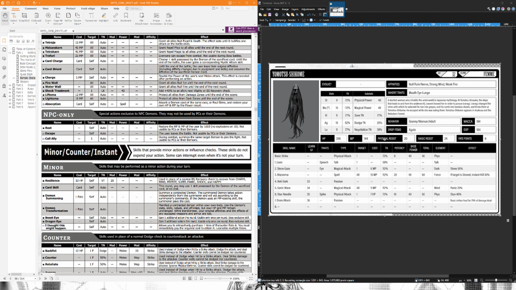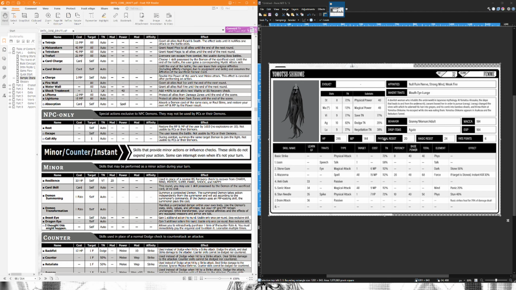is this section. So X and TC both have actions. You have one action per turn. In X, however, they added more categories of skills. Minor skills can be used one time on your turn, but don't take your action. So summoning a demon, you can do that with a minor action. Transforming into a demon, minor action.